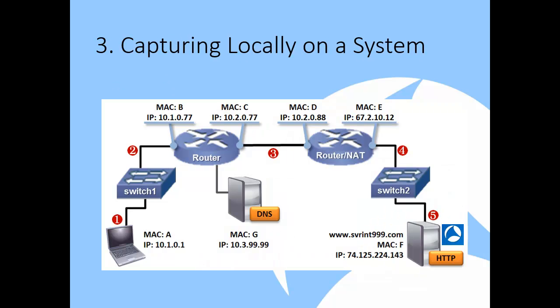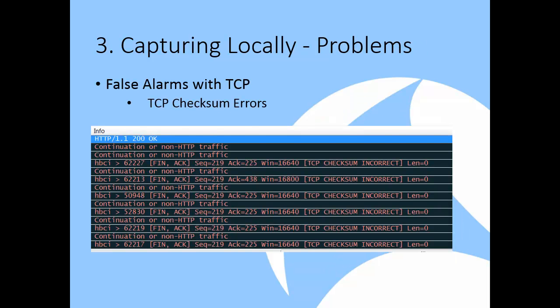A third point: capturing locally on a system. In this example, let's say we wanted to capture traffic going to and from that client end of the connection. We're over there on the left, on the client end, and we actually install Wireshark on that client and hit capture, and then have that client generate whatever that problem was. Do our best to reproduce it. This can cause some issues that, if we're not prepared to see them, can be difficult to interpret.